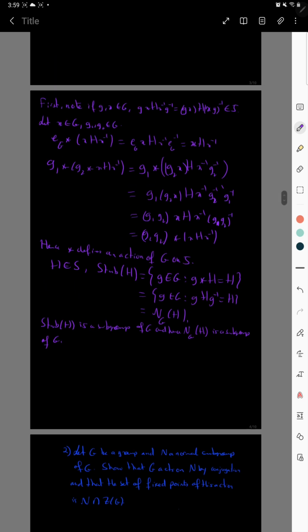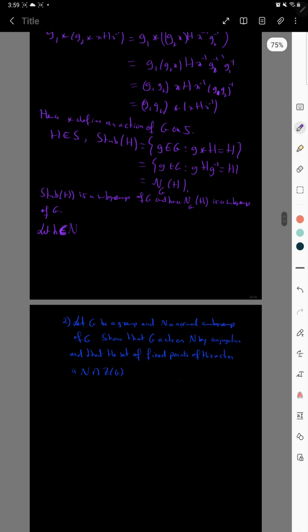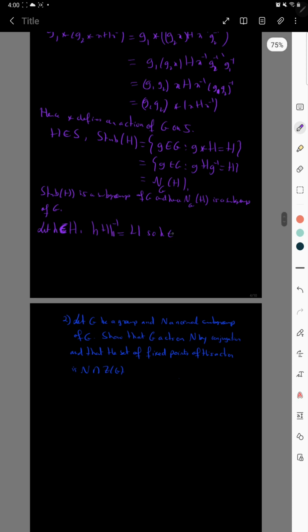Now we want to show that H is normal in N_G(H). So first of all, let's show that H is a subgroup of N_G(H). Let h be in H. Then hHh inverse is just equal to H. So h belongs to N_G(H). So H in fact is a subset of N_G(H).